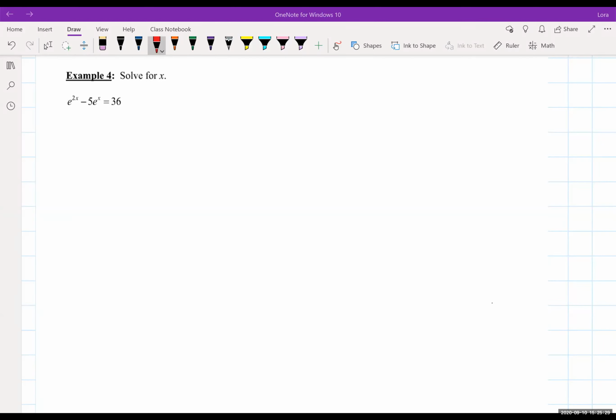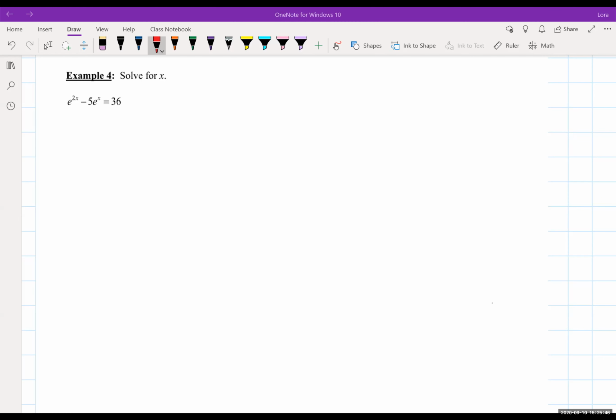How about something a little more challenging? Take a look at this type of equation. It looks a bit intimidating at first, but we're going to try to recycle some of our techniques from our intermediate algebra course to see if we can apply it to this particular example.